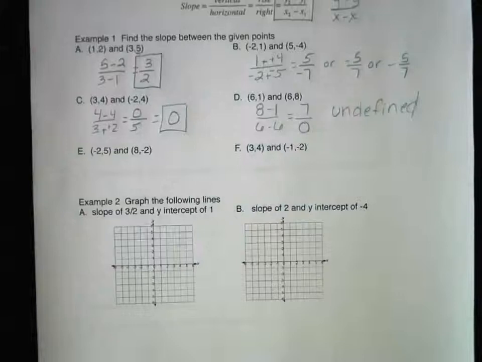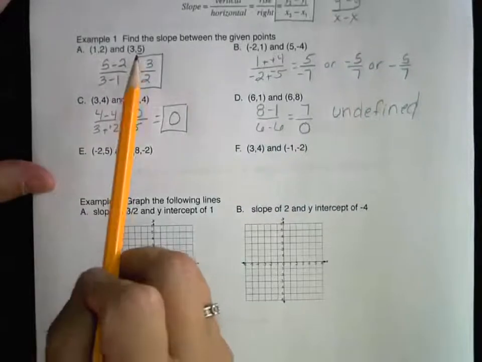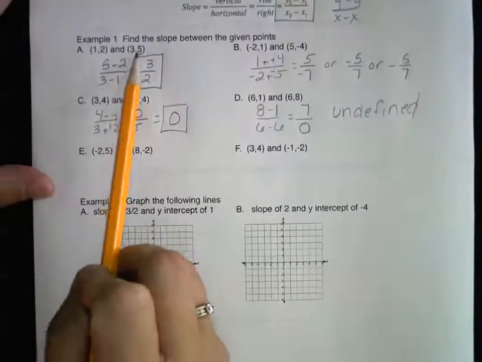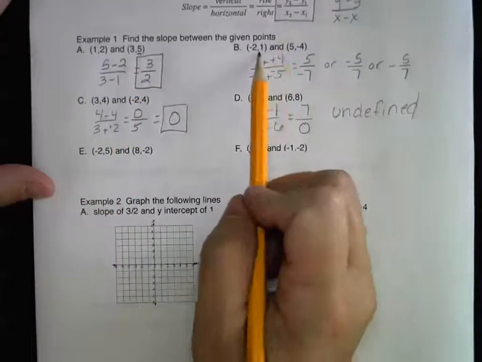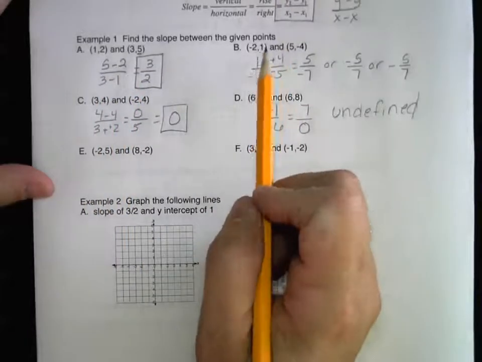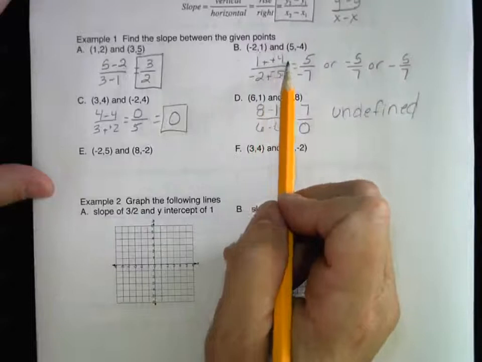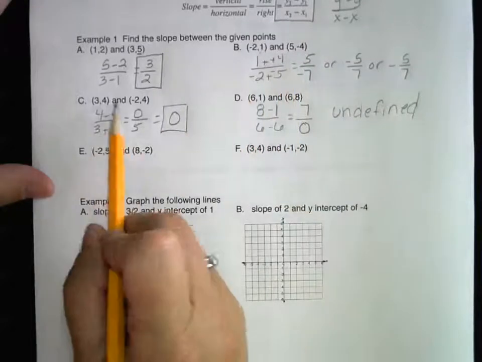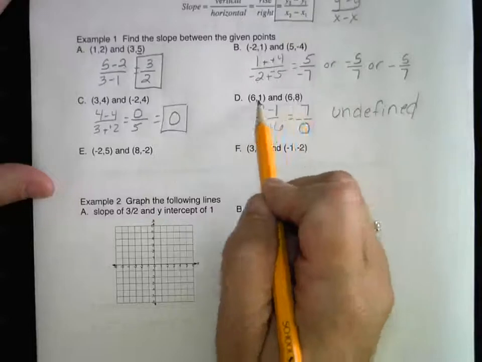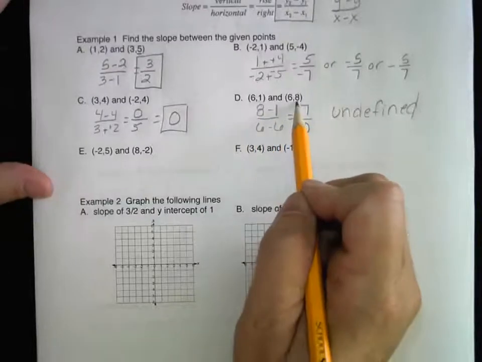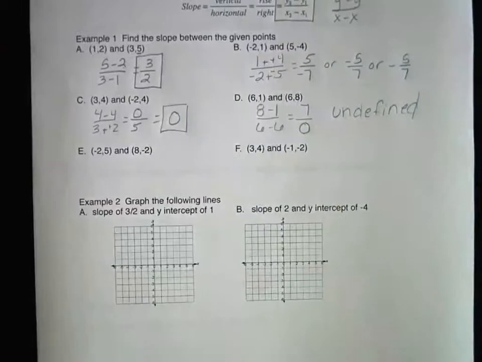And when I'm finding slope, I kind of naturally just start with the bigger number. See how I did 5 minus 2? This time the 1 was the bigger number, so I did the 1 subtract the negative 4. Here they were equal, so it didn't matter. And here I did the 8 minus 1. If you pick the biggest number to start with, then you don't have as many negatives.